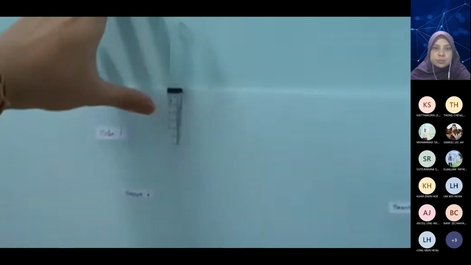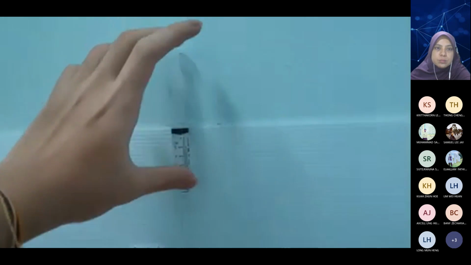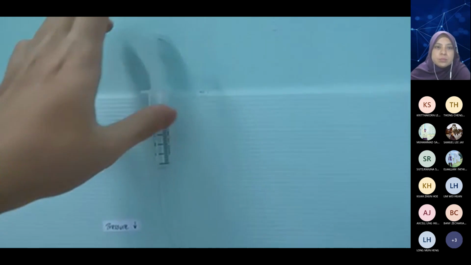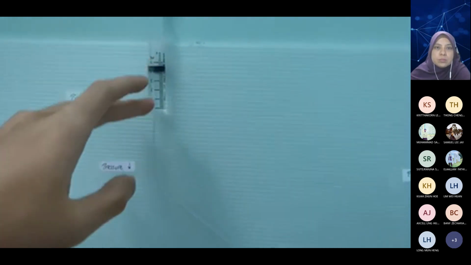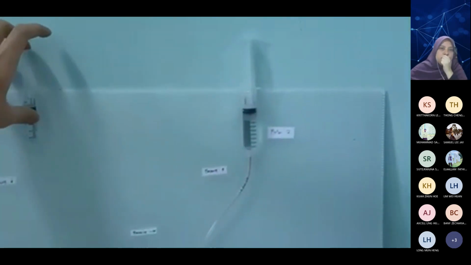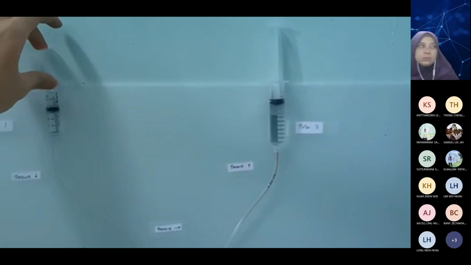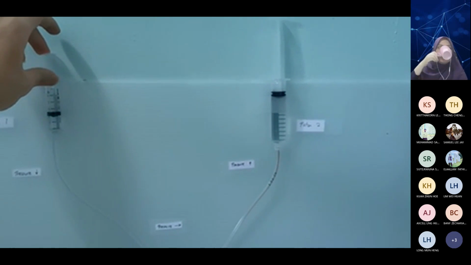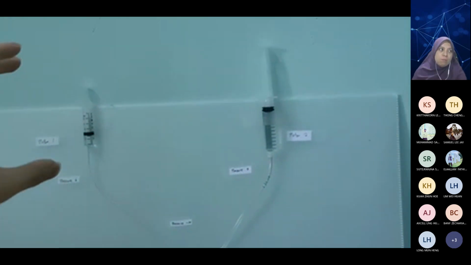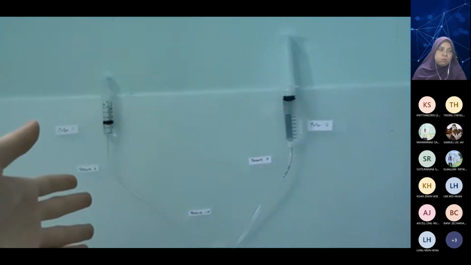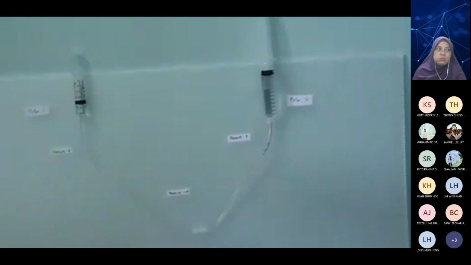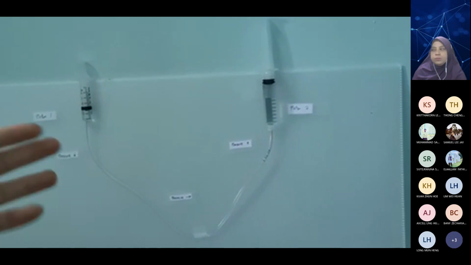As you can see here, when I press onto the first syringe, it will compress the liquid here. As it compresses the liquid, it causes a pressure to flow through the tube all the way to piston 2. And as you can see, when I press onto the first piston, piston 2 slowly rises as well. So this shows that for a contained liquid in an enclosed container, the pressure travels throughout the whole system equally in all directions. And that is all for my recording. Thank you.